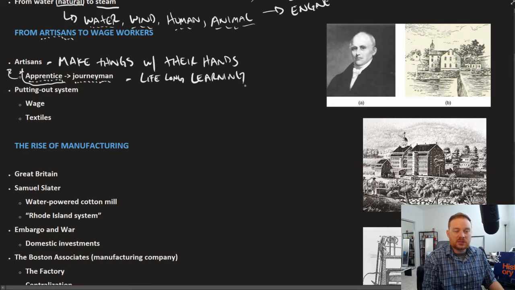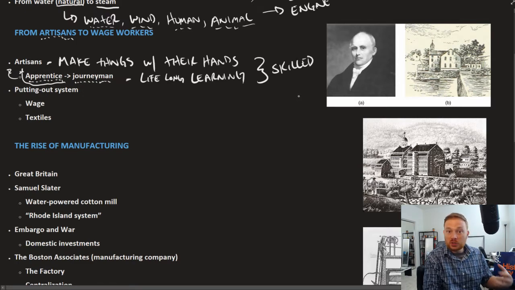And again, remember, literacy is not very widespread. It's not like you can simply read a book and learn how to put shoes together. That information was passed on typically from generation to generation. In total, this amounted to very skilled work. It was a large investment, skilled work. Not a lot of people could do that.